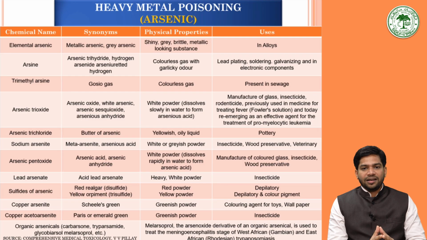Then in India, arsenic is at present freely prescribed by homeopathy and Ayurvedic practitioners. Arsenic is basically a metalloid, that is, an element which resembles a metal in some respects and is by itself not very toxic.